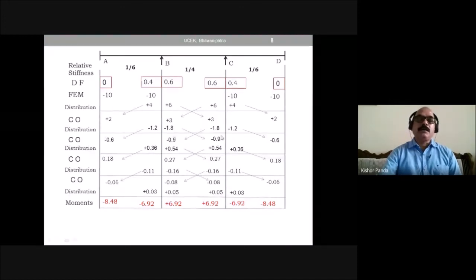Then draw another line. Then again you go for the carryover of this moment. Half of this moment will carry over to this side, and similarly for the other moments. Then after carryover, again you go for the distribution or balancing of the moment. Here minus 0.6 into 0 is 0, and at joint B the net moment is minus 0.9. So you have to distribute by multiplying with the distribution factors: this is 0.36, and this into 0.6 is 0.54.